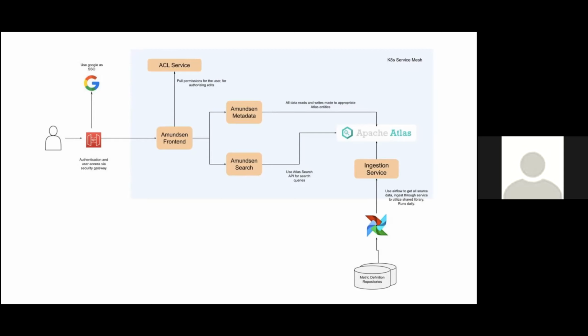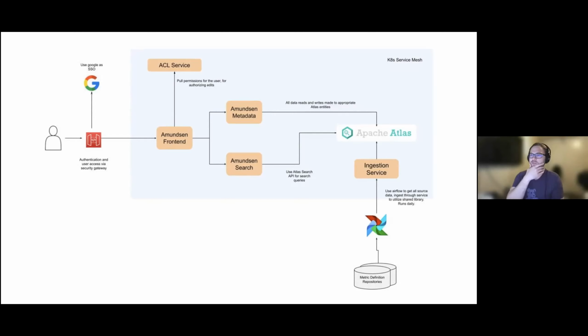Yeah, I was also wondering if we wanted to do something similar where we talk to the Elasticsearch directly from the search service rather than proxying through Atlas itself. I think that's something to re-explore as well. I think that's a good suggestion.